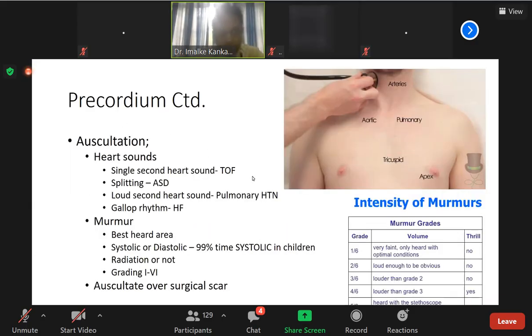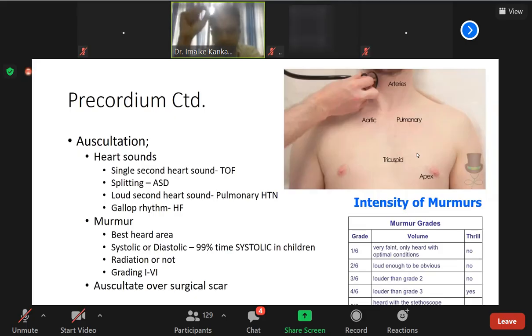So auscultation. Now we have talked about general examination. We have talked about peripheral cardiovascular system examination. Now I am talking about precordial examination, in which I have talked about inspection and palpation. Now I am going to discuss auscultation. So there has to be an order in auscultation. You can't just keep your stethoscope here and there. Start with the apex, the left lower sternal edge, then pulmonary, then the aortic area, right? That has to be the order.